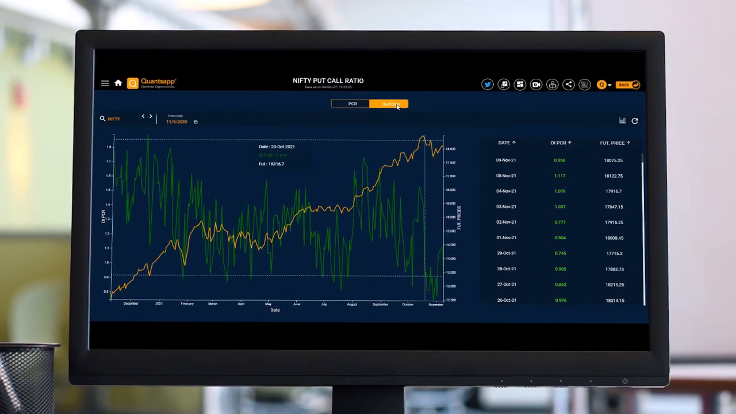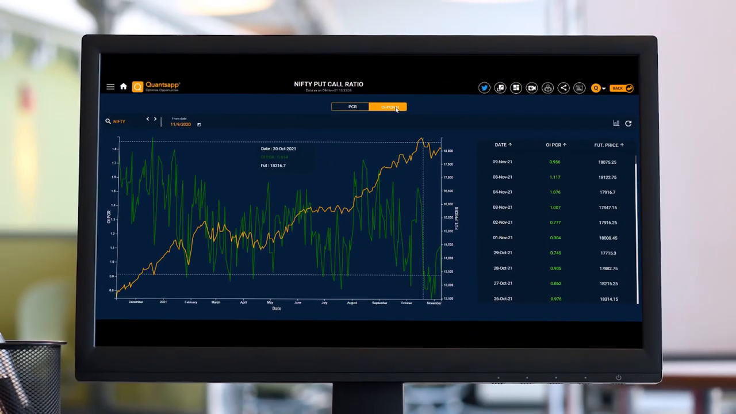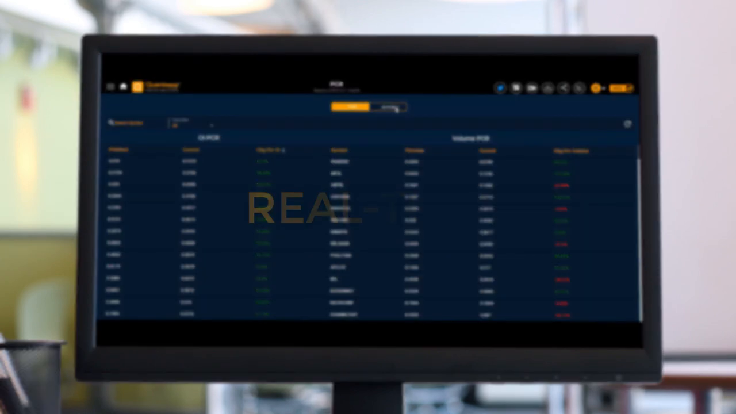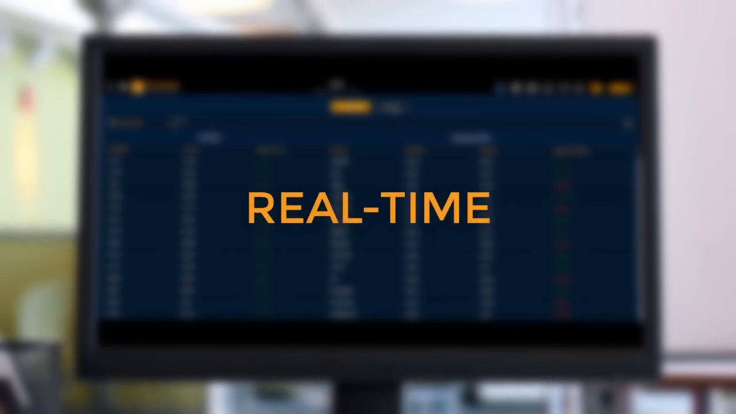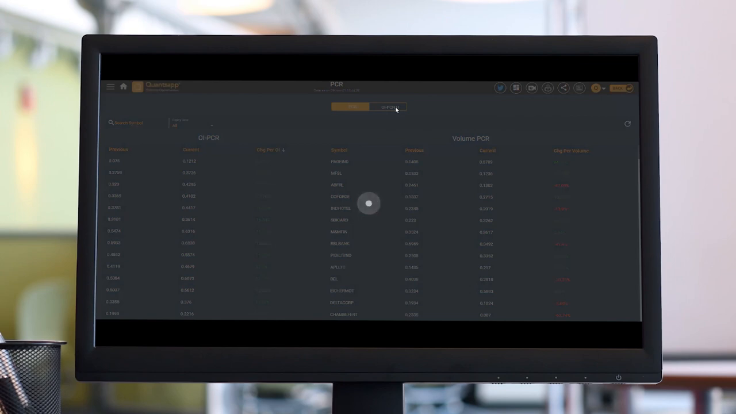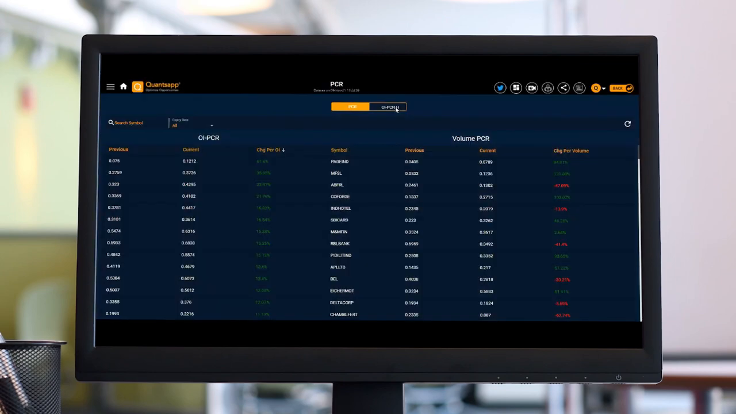The put call ratio tool is available in our mobile application as well. The UI will almost be the same, the data will be the same, and PCR is a real time tool. So PCR updates in real time here in Quantsap. Whenever we click on refresh, whatever PCR is at that point, we will get to see that.